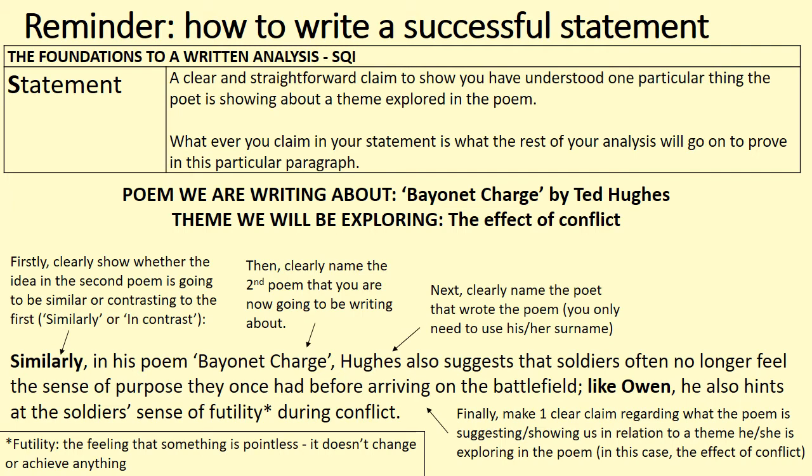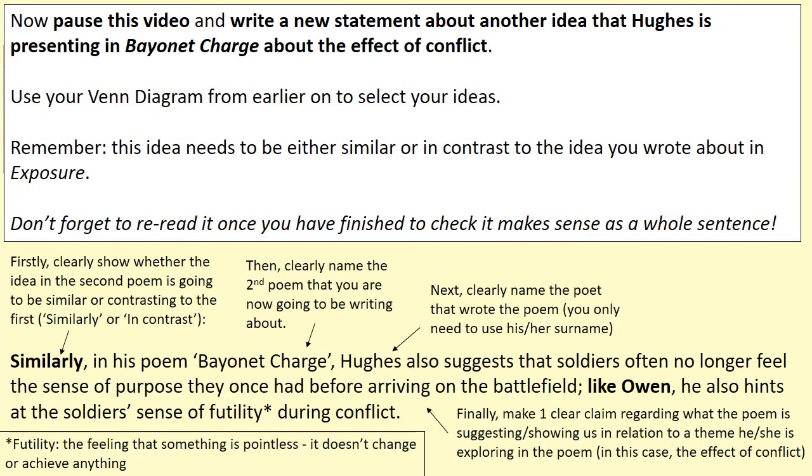Okay, so what I'd like you to do now is pause this video, and I'd like you to write a new statement about another idea, not the same idea I've done, but a different idea that Hughes is presenting in Bayonet Charge about the effect of conflict. So you can use your Venn diagram to help you select the idea that you're going to talk about. Remember that this idea does need to either be very similar to the one you've talked about in Exposure, or it can be something that contrasts the one that you've talked about in Exposure. So something that offers a different viewpoint around the same topic, if you like.